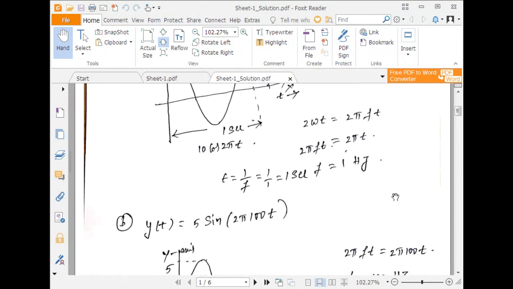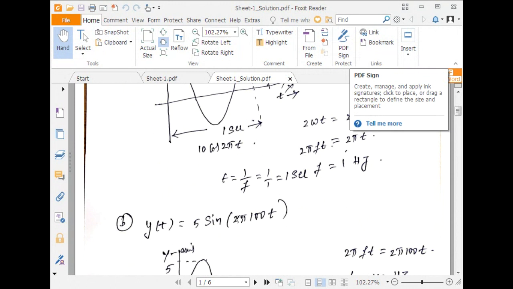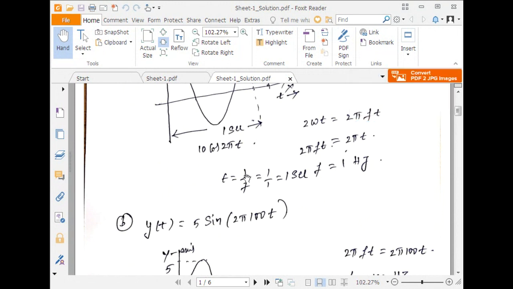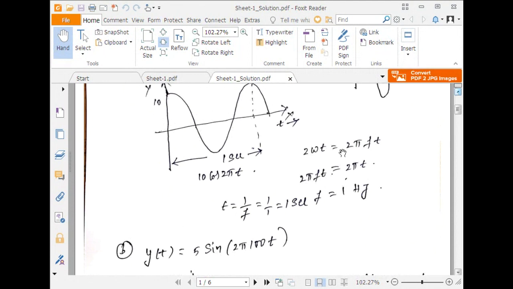Is it clear now? You get f as 1 hertz, and the time period is 1 by f, which is 1 second. Then the total time will be 1 second. Is it clear? Yes, clear, sir. Remove this 2, this 2 is not correct.